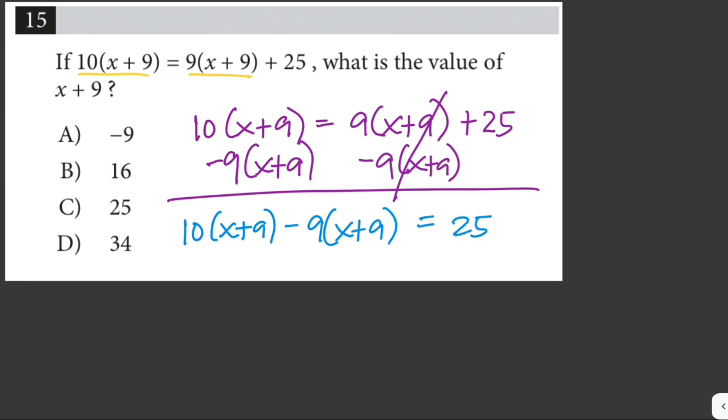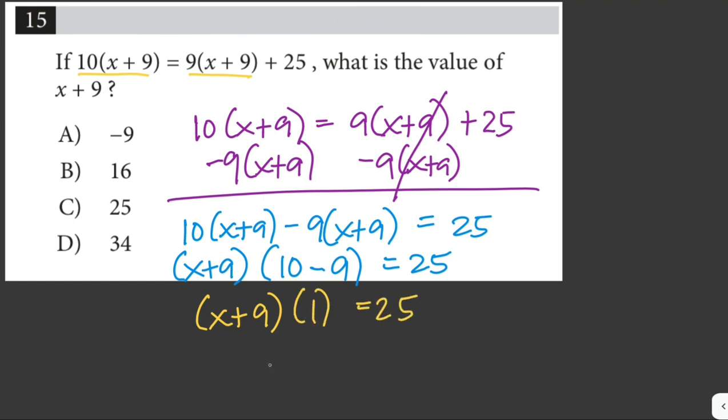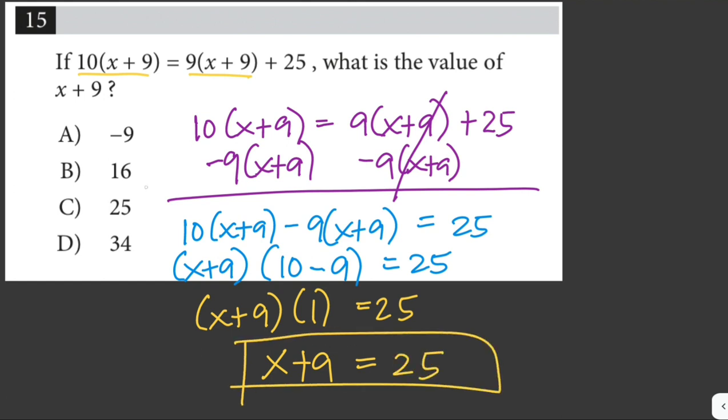And we can factor out x plus 9 here. So x plus 9 times 10 minus 9 equals 25. And then x plus 9 times 1 equals 25. Therefore, x plus 9 here is just equal to 25. So the answer here is letter C.